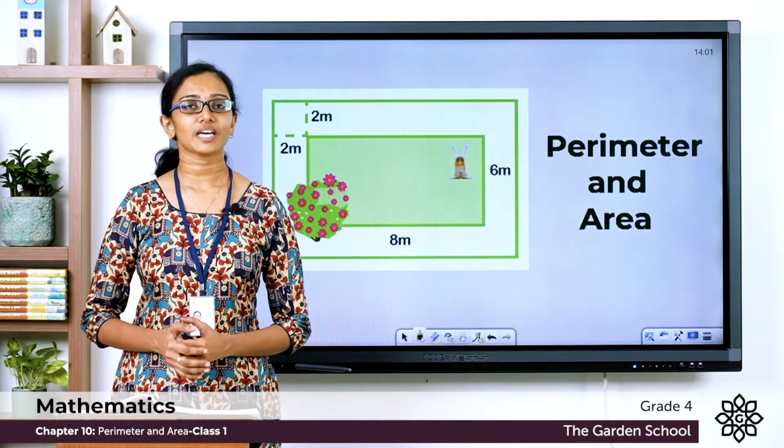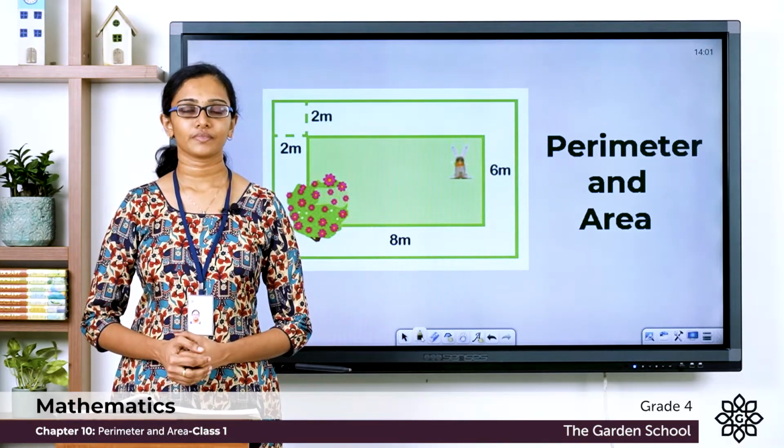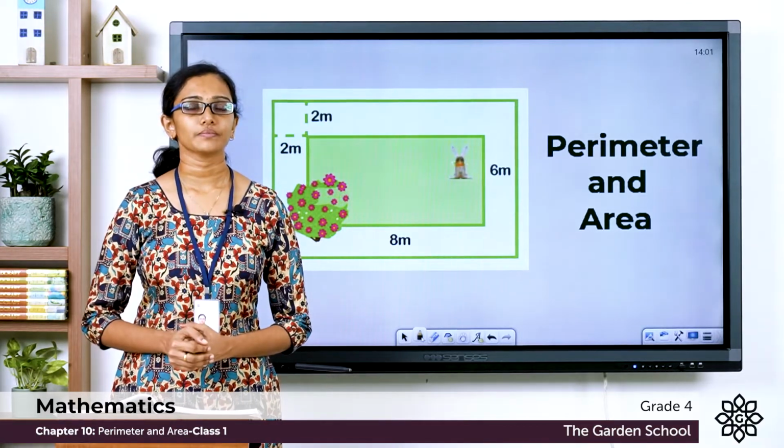Let's start a new chapter today. Chapter 10, Perimeter and Area. So, let's learn about perimeter with an example.